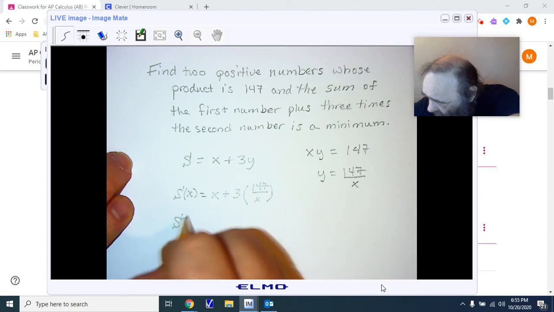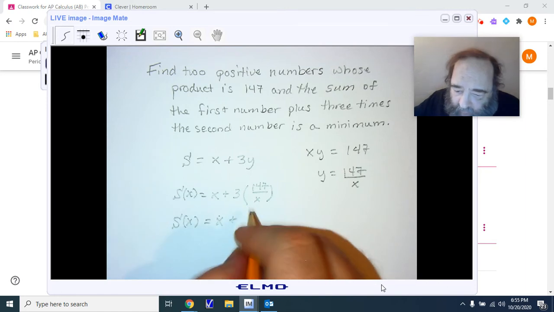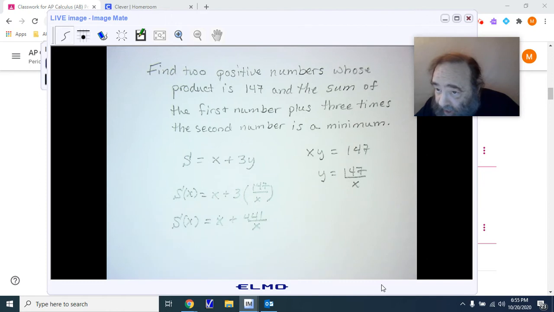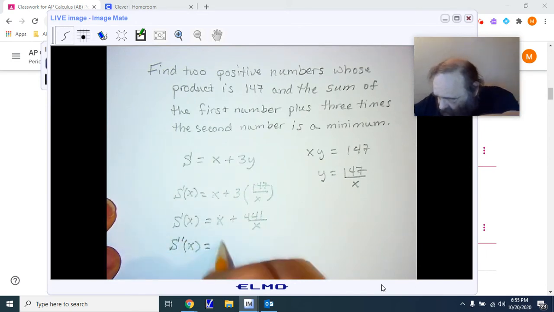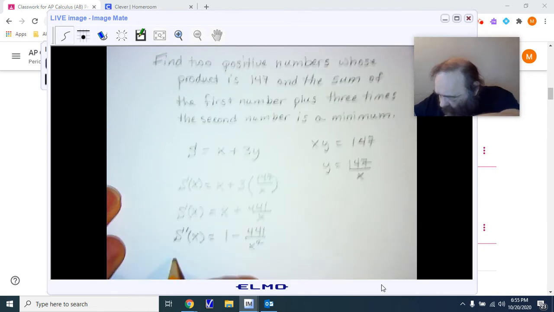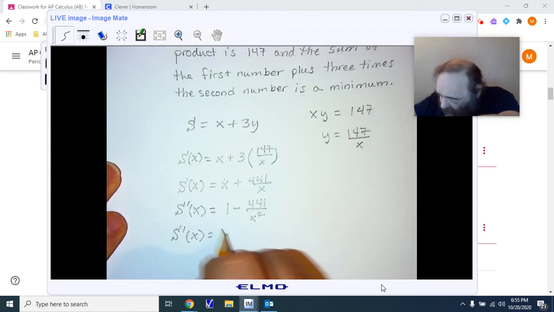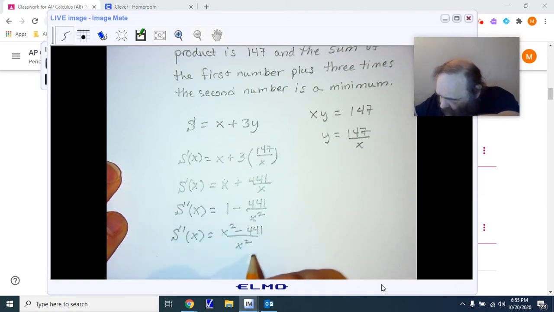Now, I've already taken the opportunity to multiply this together, so I already know that I'm looking at 441 divided by x. Not that I knew it ahead of time, just that I was able to do it. Taking my derivative, s prime of x must then be 1 minus 441 over x squared, and therefore my s prime of x is going to end up being x squared minus 441 divided by x squared.